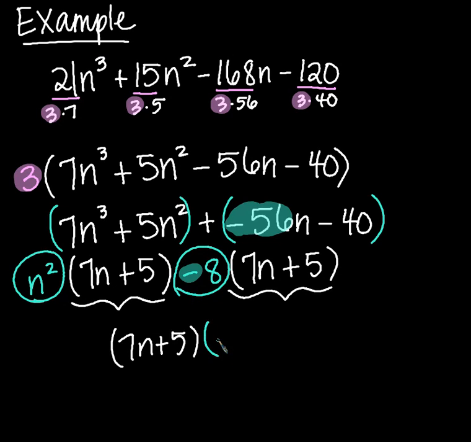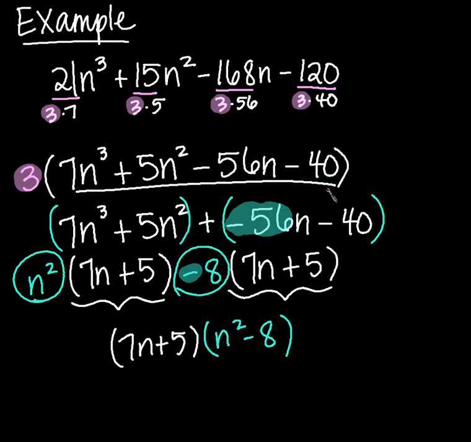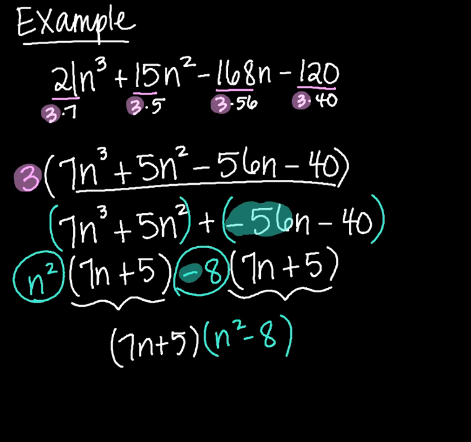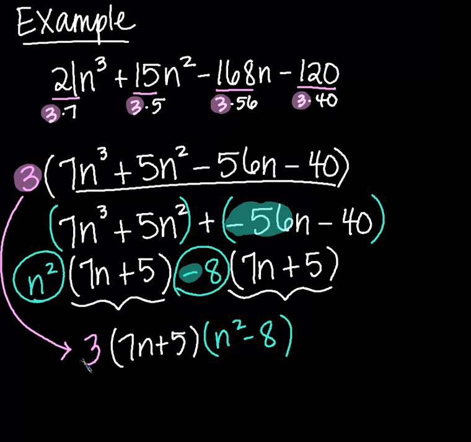So we have the other factor as n squared minus 8. And this one almost looks like it could be a difference of squares because we have n squared minus something, but 8 is not a perfect square. So it's not a special case, and we are actually finished factoring this polynomial expression, but what we have to remember is that we did factor that 3 out to begin with. So we want to make sure that we have that 3 as a factor as well.